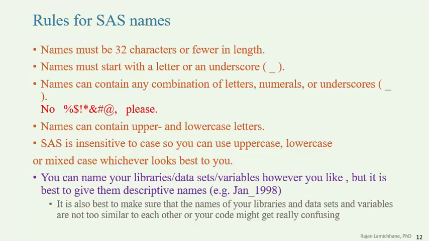Now let's go back to the SAS name. A SAS name is the name of a SAS variable or SAS data file. A SAS name can be up to 32 characters or fewer in length. It should not start with any number or special character, but it can start with any letter or the underscore. A SAS name can contain a combination of letters, numerals, or underscores, but do not use any special characters like percentage, ampersand, dollar sign, exclamation, asterisk, at sign, etc.